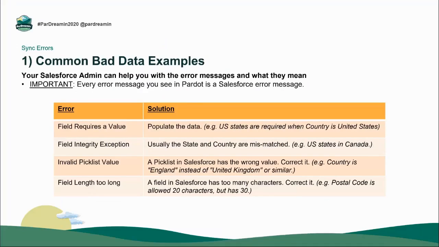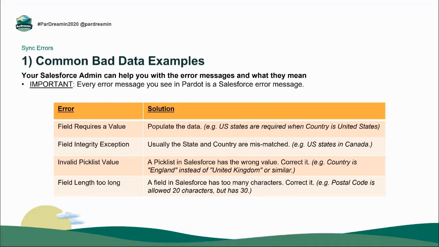So these are really, really common sync errors that you might encounter. And the solution is pretty straightforward. If a field requires a value, then you need to populate the value. If you have a field integrity exception, you need to correct something. Invalid pick list value, you need to correct something. So these can be things like your Salesforce admin implemented a validation rule saying you can only use the countries listed in this field, and somebody imported a list and used England instead of United Kingdom.